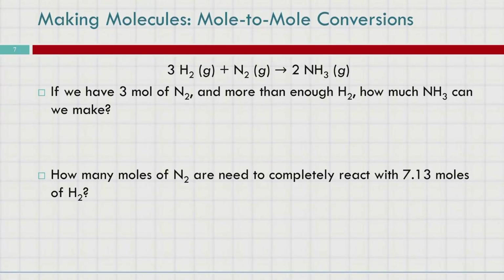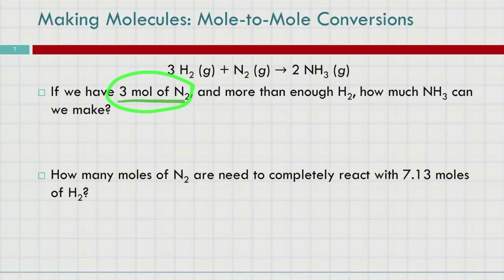Let's say that we have 3 moles of N2 and more than enough H2. You'll often see "and more than enough of the other things," or "assume that you have plenty of the other things." That's just our way of covering our rears, so that you can't say, well, you didn't say that you have any of that other thing, so you can't make any at all. That's the reason that it's there. You mostly don't have to worry about it.